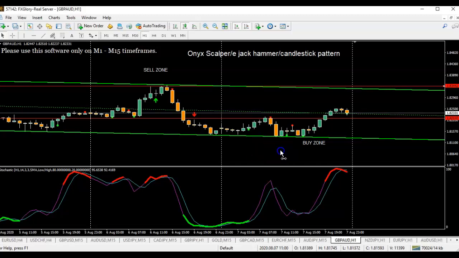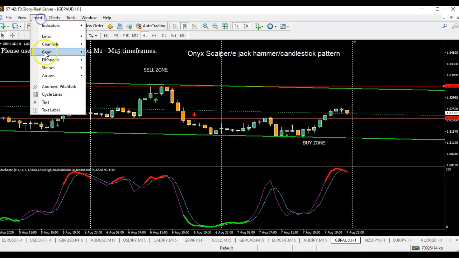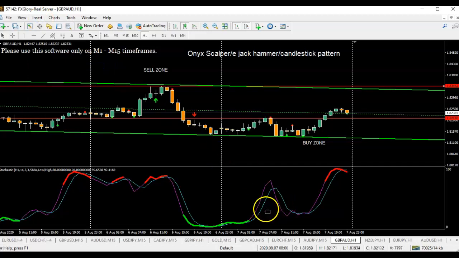Today is non-farm payroll Friday, the 7th of August. And notice that price is hitting the bottom of the channel on the 1 hour chart, creating an inside bar, that's a candlestick reversal pattern. And then it came back down again and gave us a bullish engulfing candle. And stochastics is oversold.